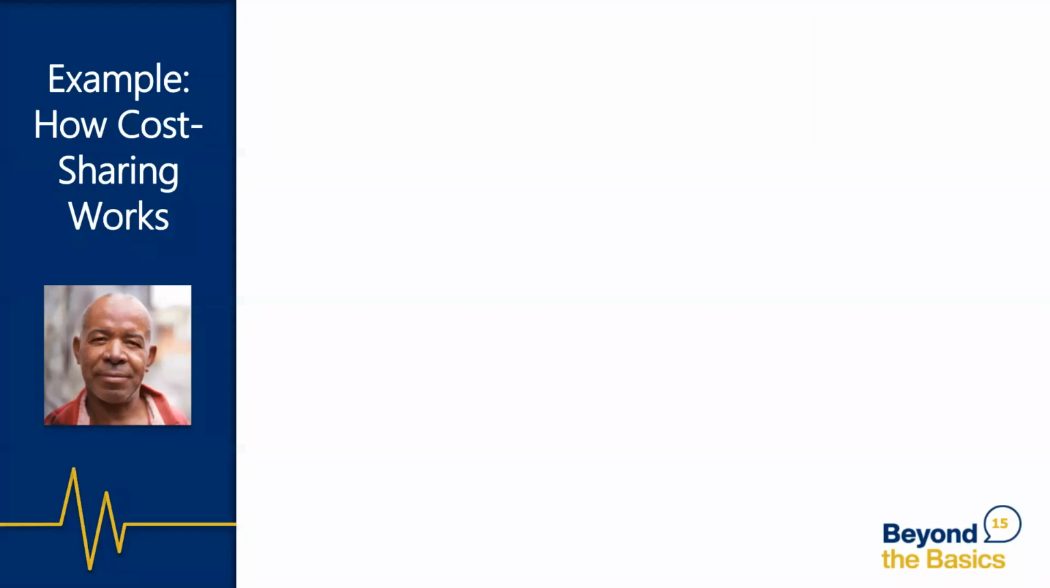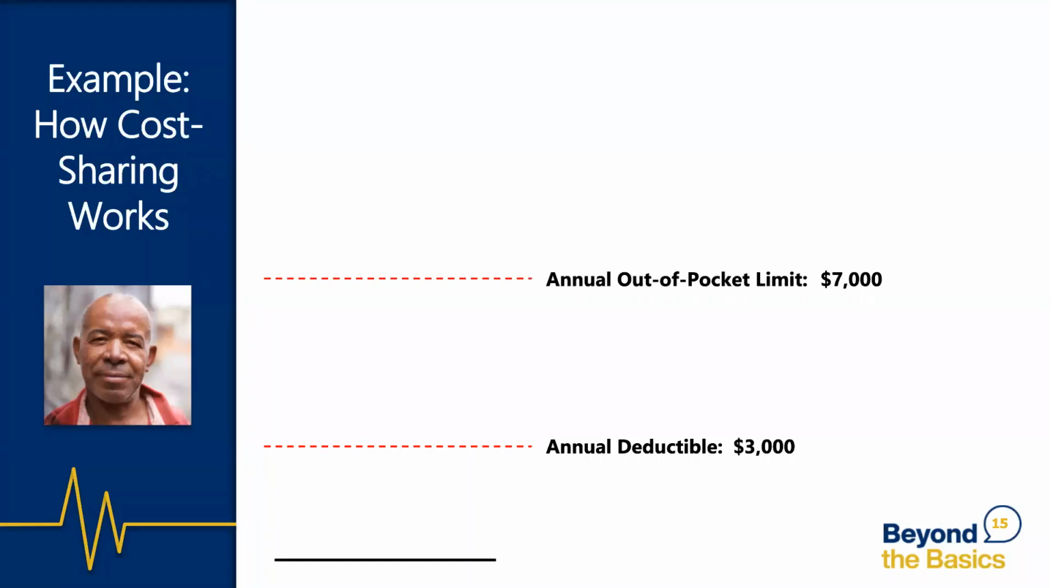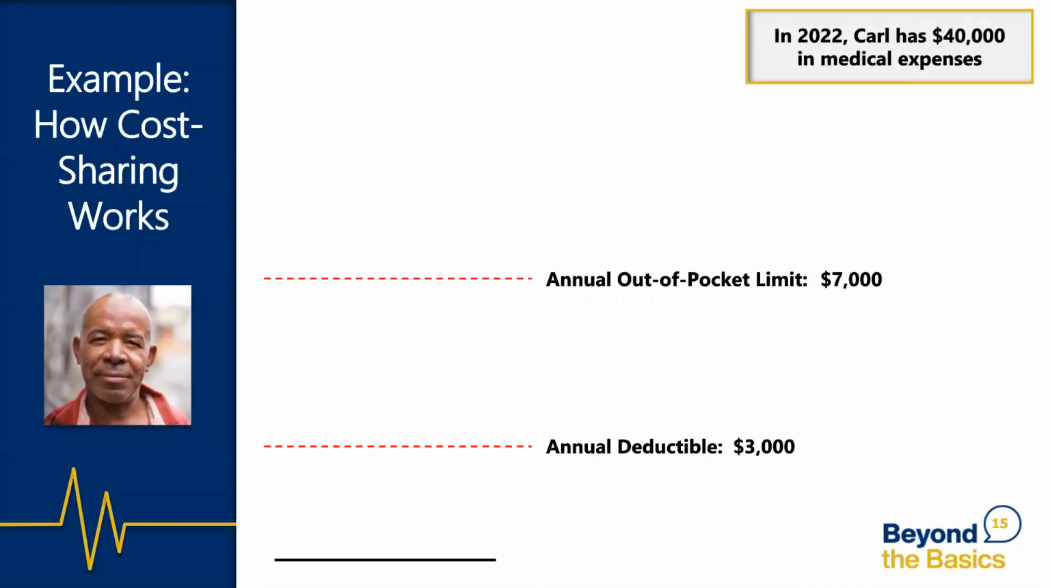So he's enrolling in a plan in 2022 that has an annual deductible of $3,000, and it has an annual out-of-pocket limit of $7,000. And unfortunately, he has a really large amount of healthcare expenses in this year that we're using. In 2022, he has $40,000 in medical expenses. And we're going to look at how the plan deals with that in his case.